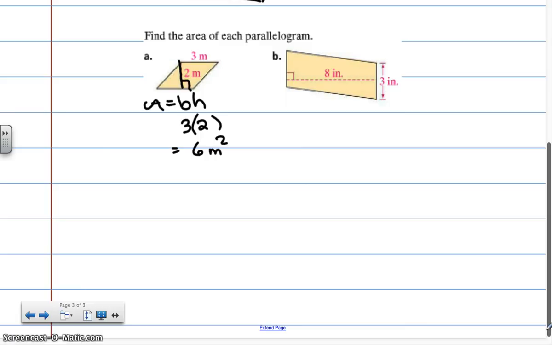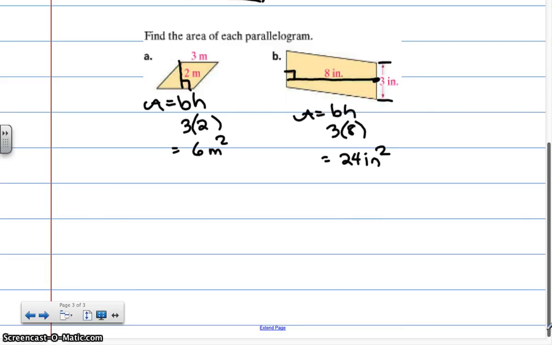Looking at the next one, I have 8 inches, which I would call my height because it's representing for me going from one base to another with a 90-degree angle formed. So my area would equal my base times height. My base is this 3 times my height is my 8. That's 24 inches squared. And that's the extent of the practice.